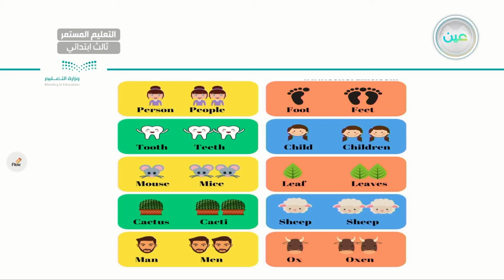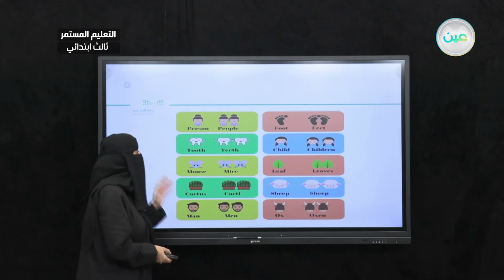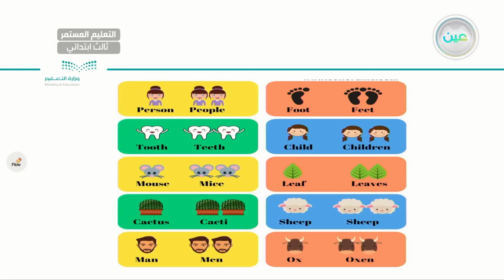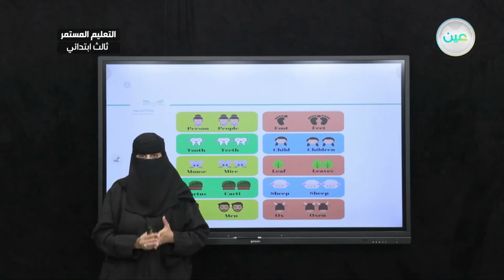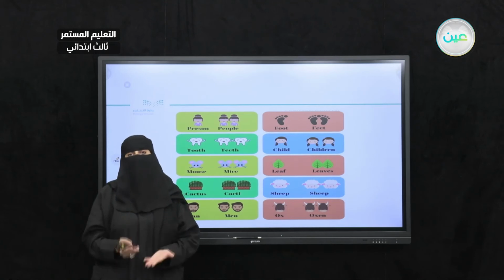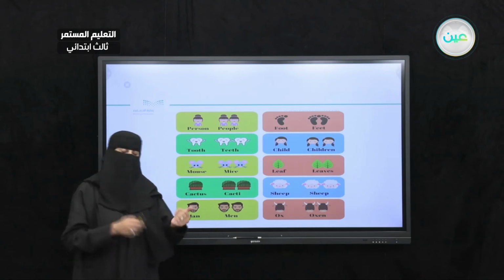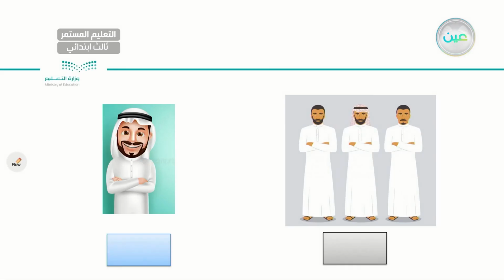Person, people. So it's formed differently. Tooth, teeth, man, men, leaf, leaves, child, children, right? So they are formed differently. That's why they are irregular nouns. Okay? So let's take one example at a time.